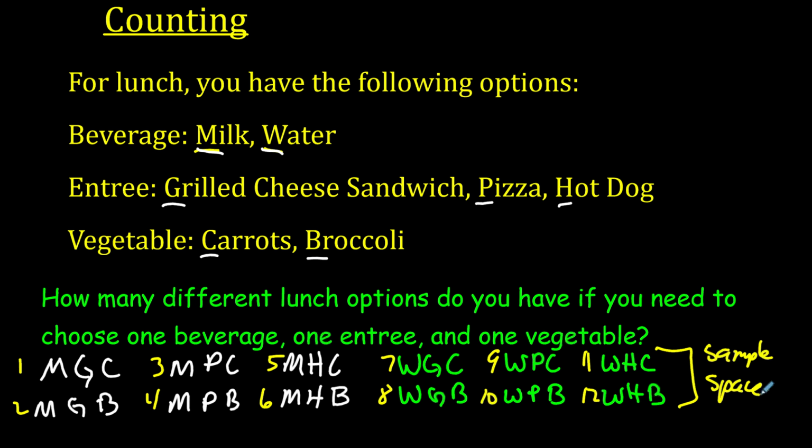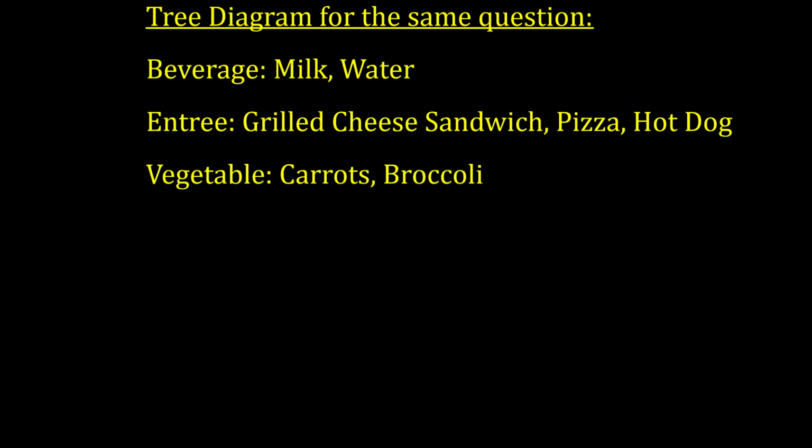So this is a fine way to do it. If you want to list them out, it's a nice way to do it. But there's some problems. One, when it gets pretty big, this is going to take a lot of time. Also, what if you miss something? If you don't have an organized procedure, then you might miss something. So what we're going to talk about today is using that organized procedure, and what we call that is a tree diagram. So what would this tree diagram look like for that exact same question?